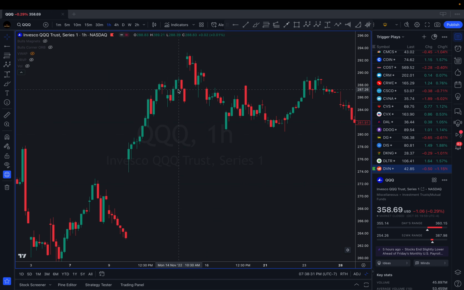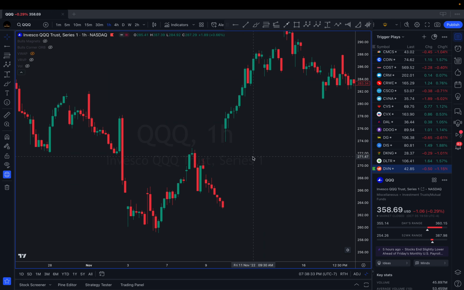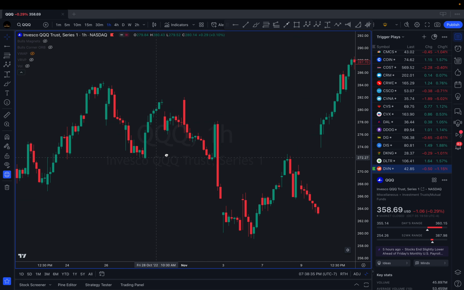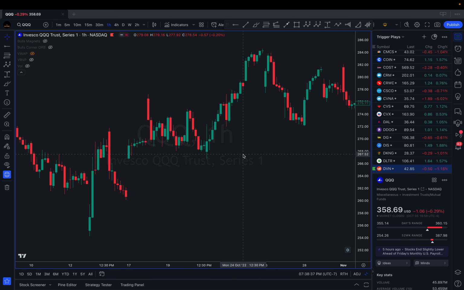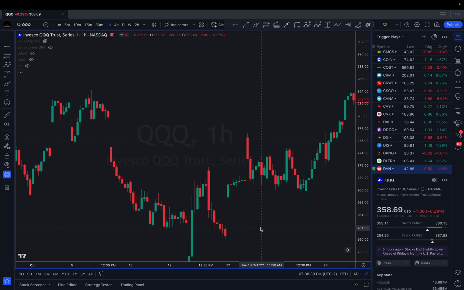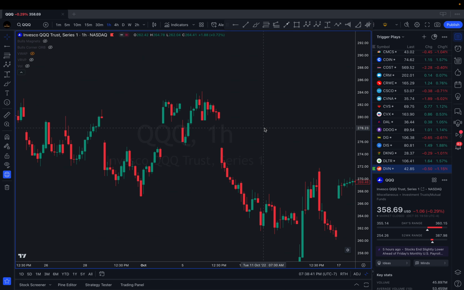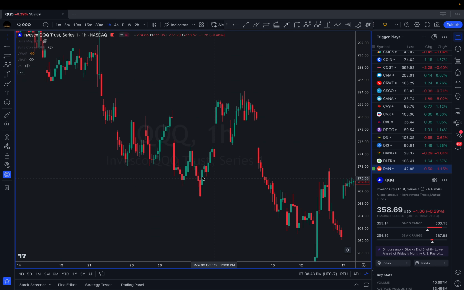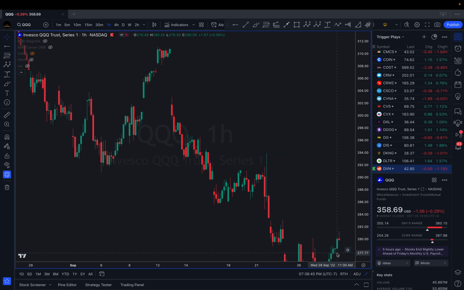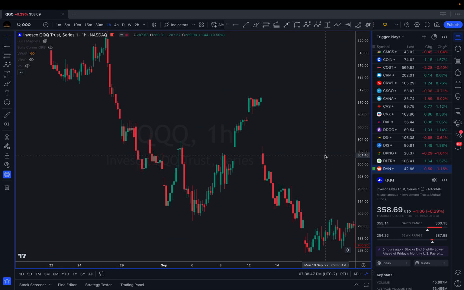On the 1 hour we got this evening star pattern. A lot of evening stars we found at the reversals. So this thing definitely works. And then like shooting star and all the patterns, they are one of the key strategies too in my trading.